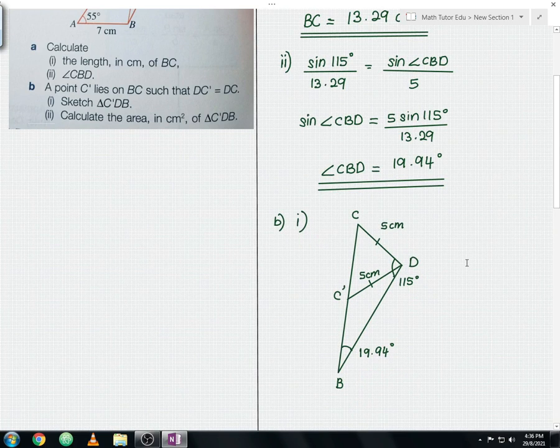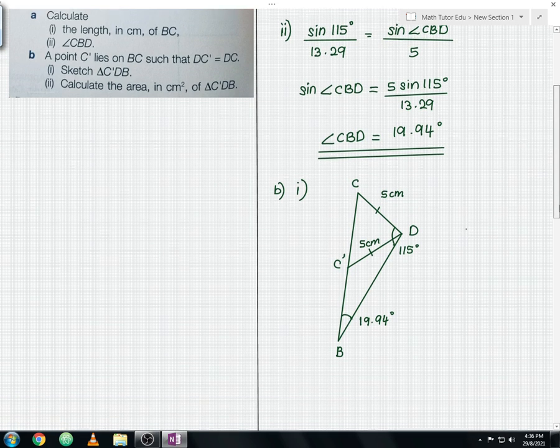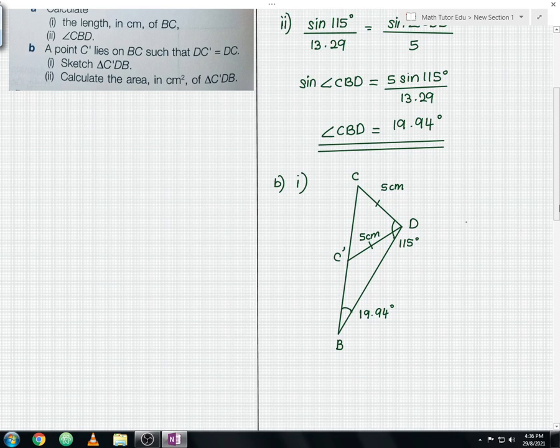Okay, so this is the complete sketch for the triangle C prime DB, within the one big triangle over here. For the upcoming question B part 2, we're going to use this same diagram as our reference. As you can see, we have already labeled angle CBD as 19.94 degree, and this 115 is actually the angle CDB itself. As I mentioned in my earlier discussion, we have already formed the isosceles triangle, and we have fulfilled the condition where DC prime is equal to DC.